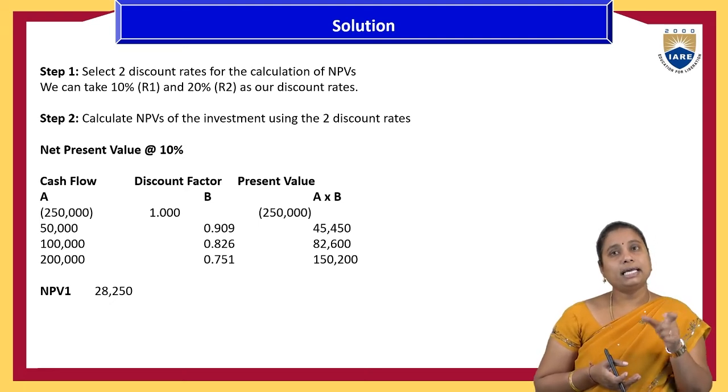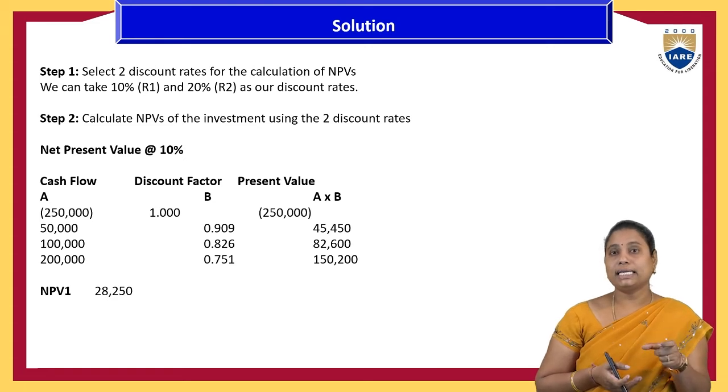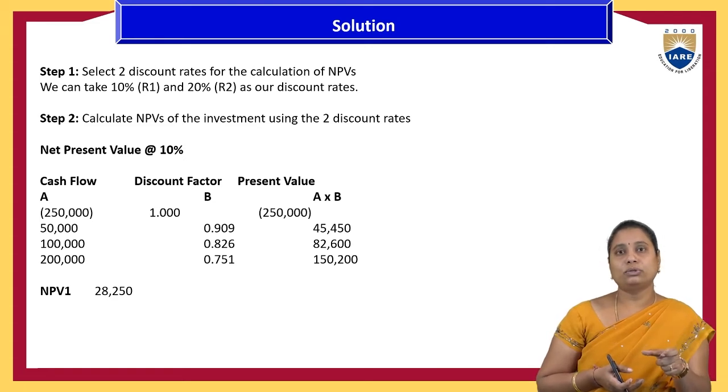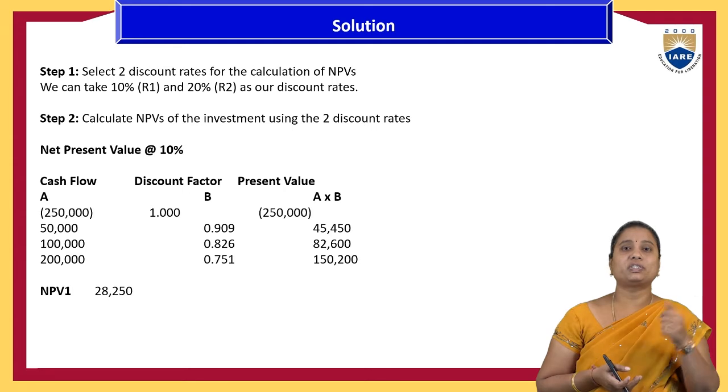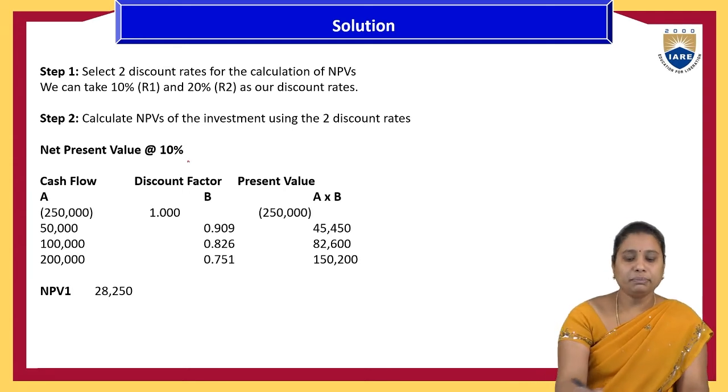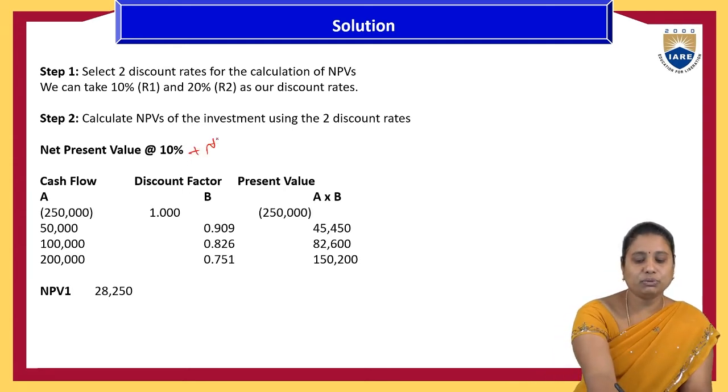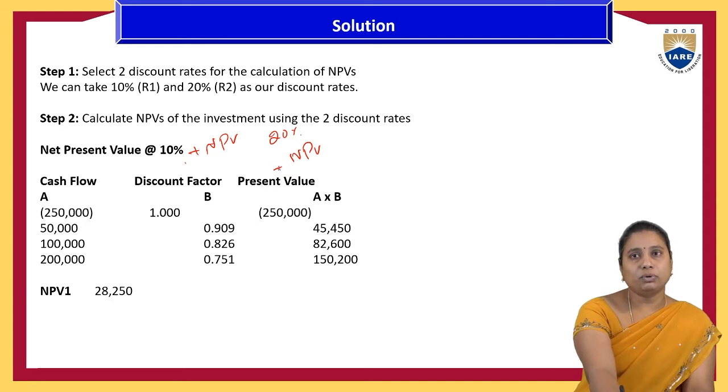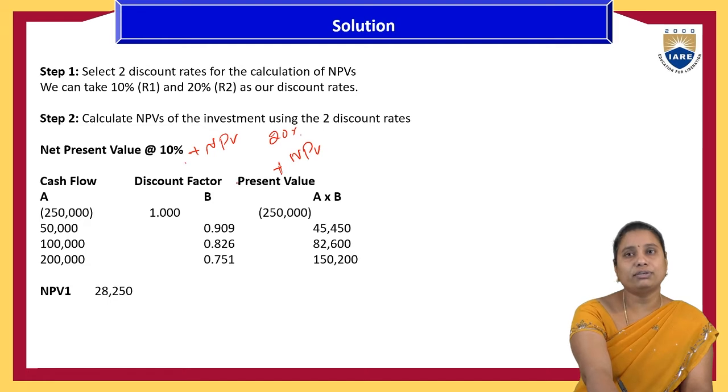If both 10% and 20% give positive values, then we will try a rate above that. Let us say at 10% we get a positive NPV and at 20% we get a negative NPV, then we will consider these two. But if at both rates we get a positive NPV, then we will take the next level of rate of return into consideration.